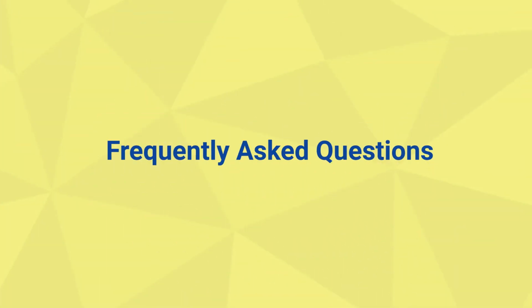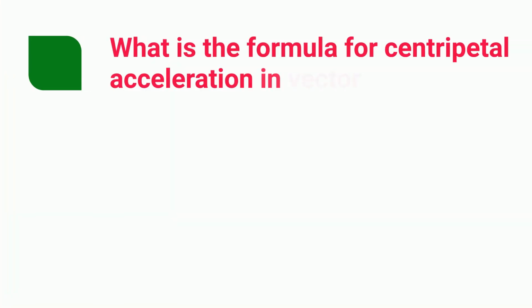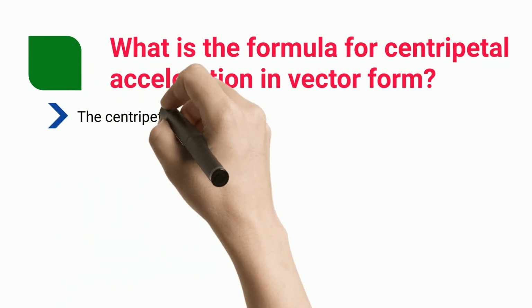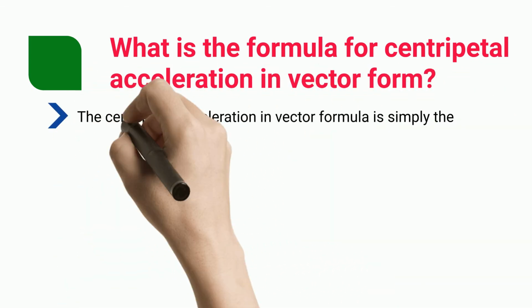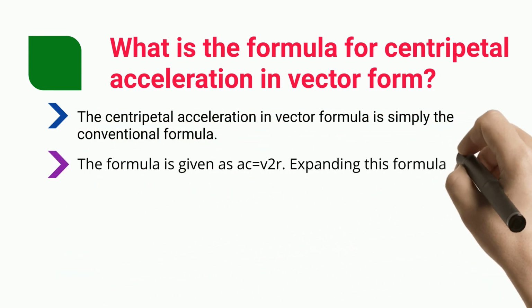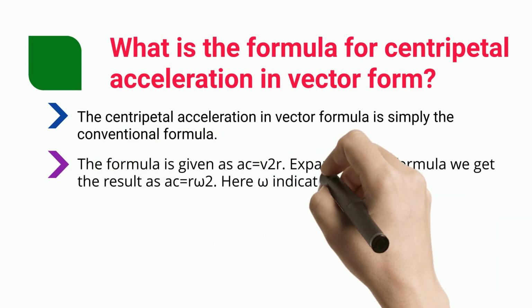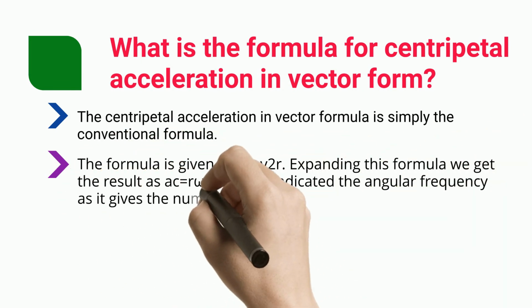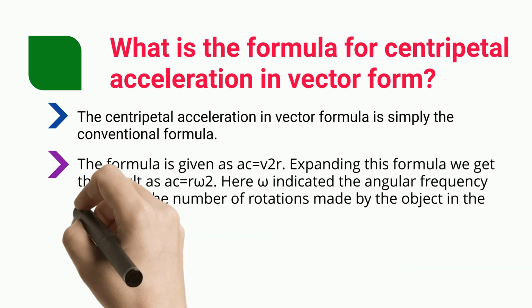Frequently asked questions. What is the formula for centripetal acceleration in vector form? The centripetal acceleration in vector form is simply the conventional formula, given as ac equals v²/r. Expanding this formula, we get the result as ac equals ω²r.